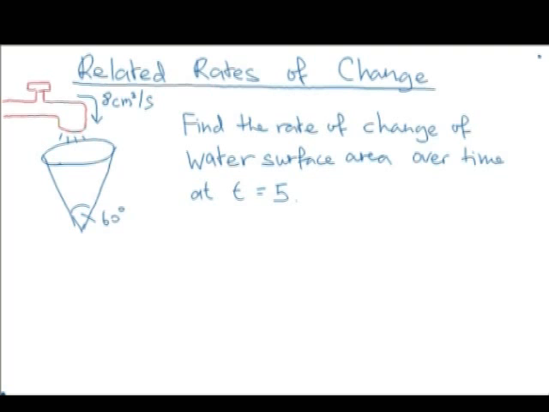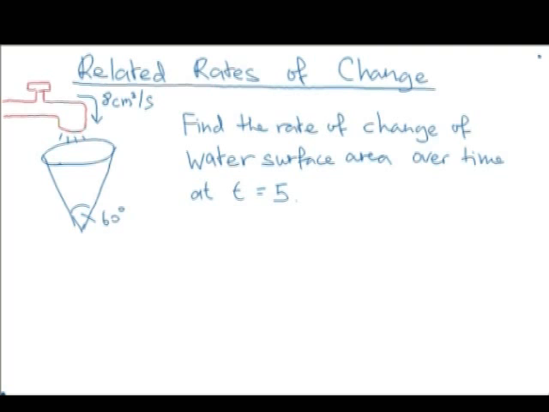So here it is. We've got a tap filling a cone with water, and the question tells us the shape of the cone, what the angle is at the bottom, and also how quickly the water is going into the cone. And it says, find the rate of change of water surface area over time at t equals 5. Okay, so I'm going to go through the steps with you.